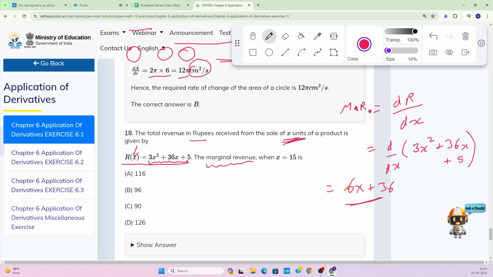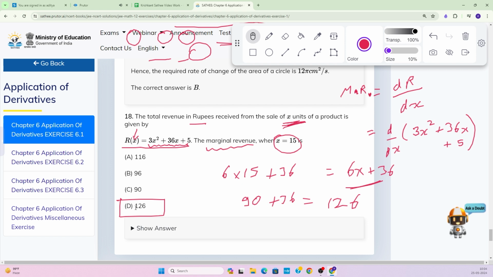So when 15 units of the product are sold, what will happen? The marginal revenue will be 6 multiplied by 15 plus 36. That is 90 plus 36, which is 126. So option D will be your correct answer.